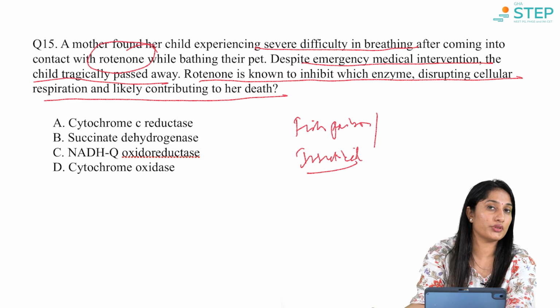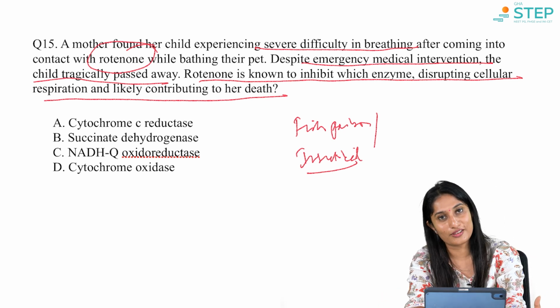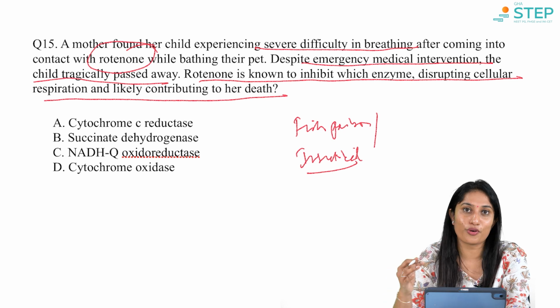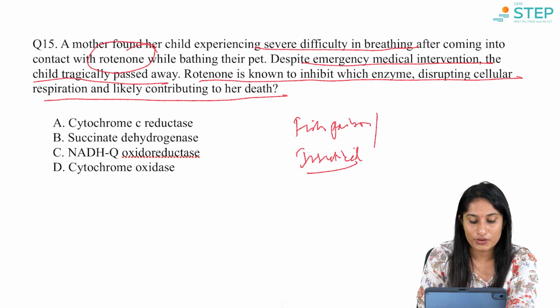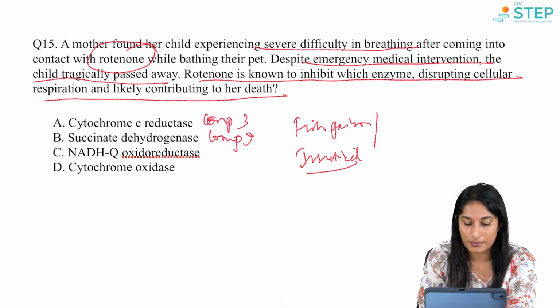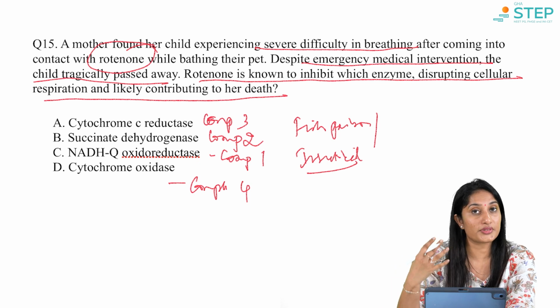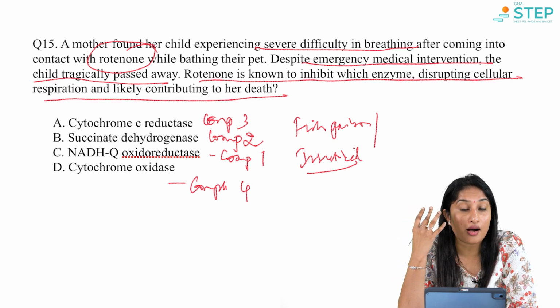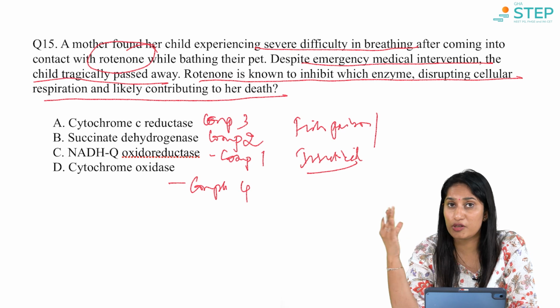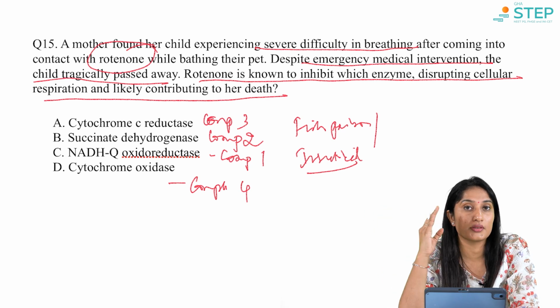So, here they have not given you the direct names, whether it is complex 1, 2, 3, 4. What they have given is the names of these complexes. So, let me write here, cytochrome C reductase is nothing but complex number 3. Succinate dehydrogenase is complex number 2. NADH-Q oxidoreductase is complex number 1. Cytochrome oxidase is complex number 4. These are the names of the enzymes related to the complexes. So, sometimes you will not be asked directly whether it's complex 1, 2, 3, 4. It would be these names.